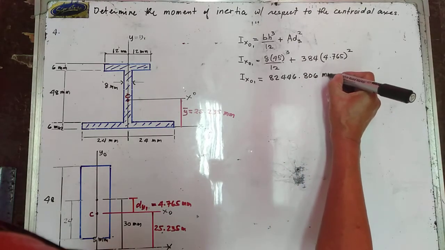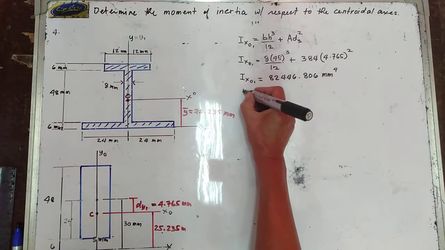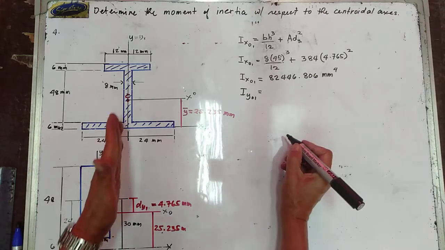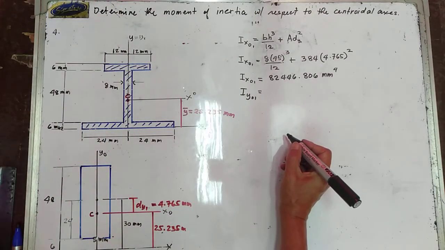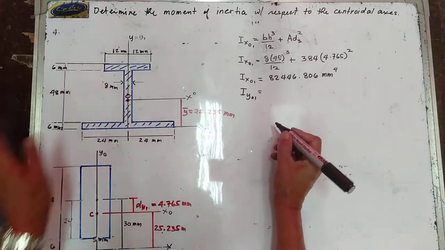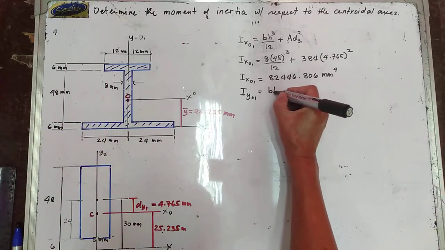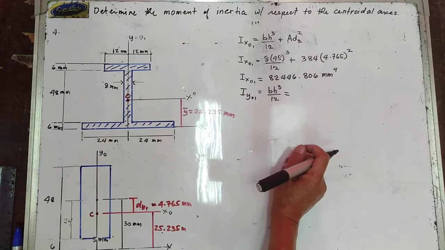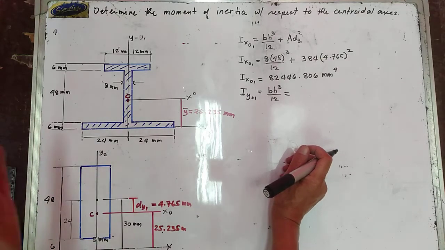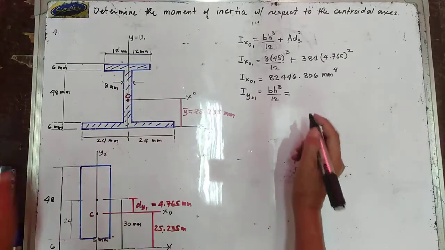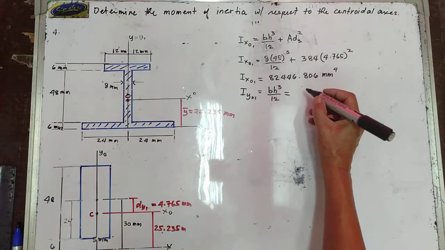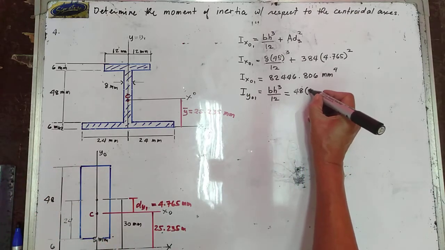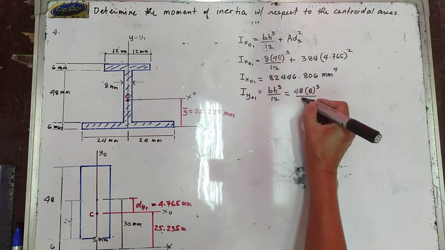82,446.806 millimeter to the fourth. And we now have your IY01 since it lies within the centroid of the area. So your bar x is equal to 0. And this is therefore equal to BH cubed all over 12. At this time again, your base in here is now the dimension parallel to the y-axis, and that is 48. So this is 48 by 8 cubed all over 12.